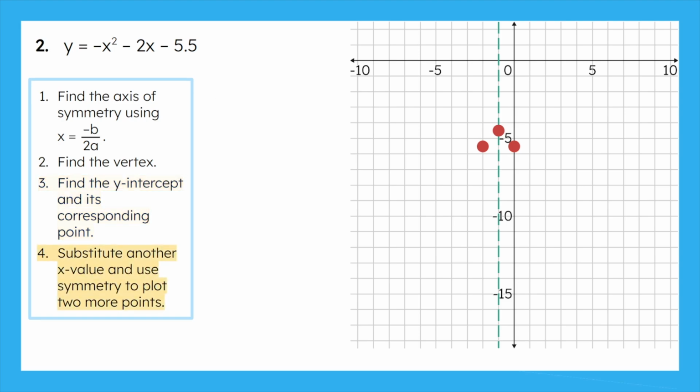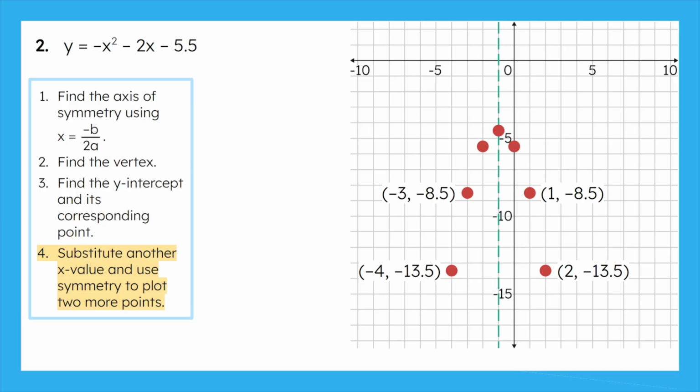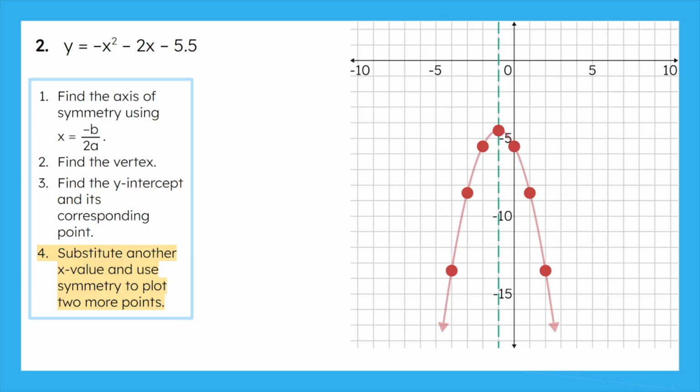You might have chosen any number of x values to use for the last step here, like -4, -3, +1, or +2. If you chose any of those x values, you should have gotten one of these pairs of points on the parabola. But no matter which x values you used, even if they're not shown here, your final parabola should look something like this.